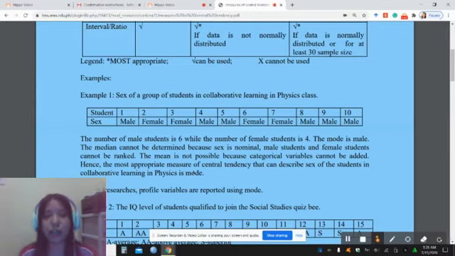However, if we try to obtain the median, it is not possible because we cannot arrange sex from lowest to highest or highest to lowest. In the definition of nominal before, it's simply categorical without rank.